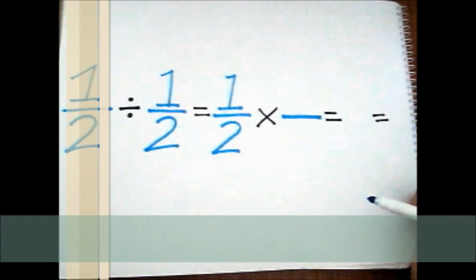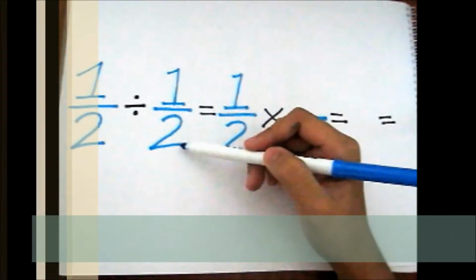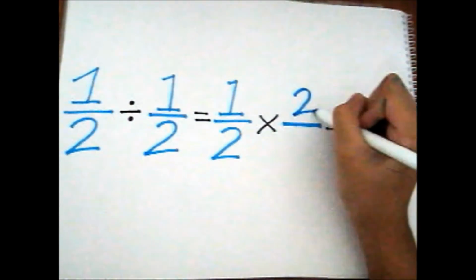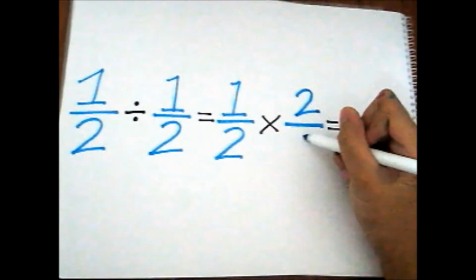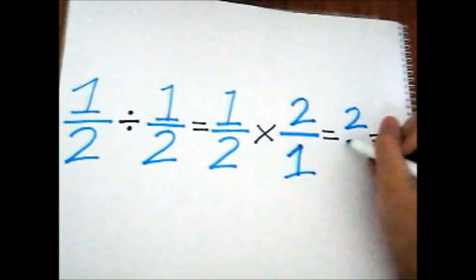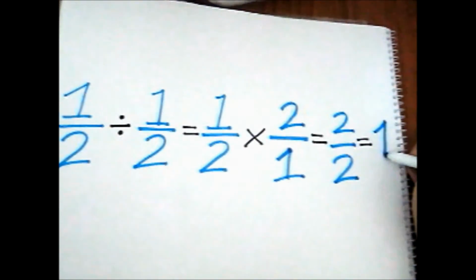Division of fractions. In dividing fractions, first we interchange the numerator and the denominator of the divisor. Or in other words, we should first find the reciprocal of the divisor. Then, we simply multiply the fractions. And lastly, we reduce the fraction to its simplest form.